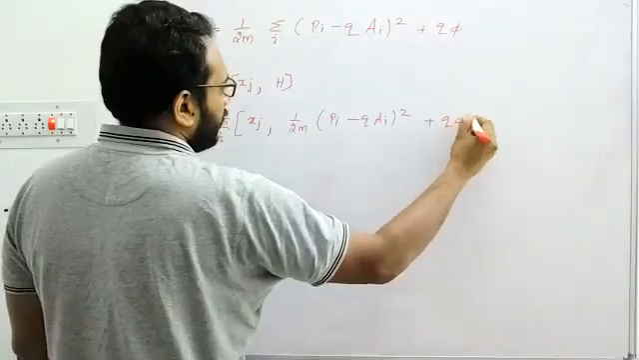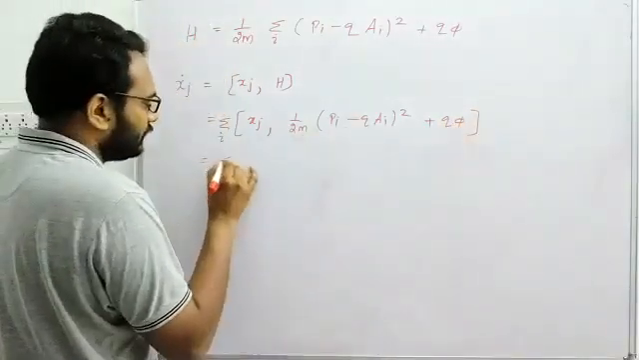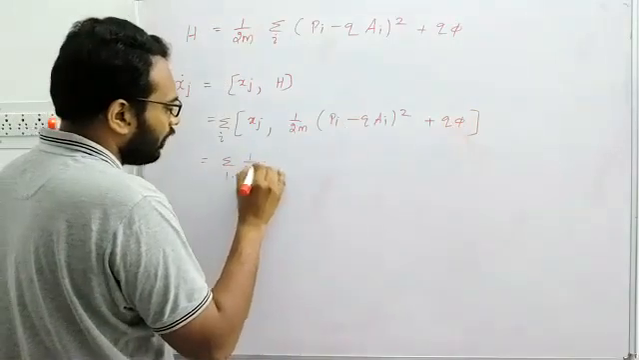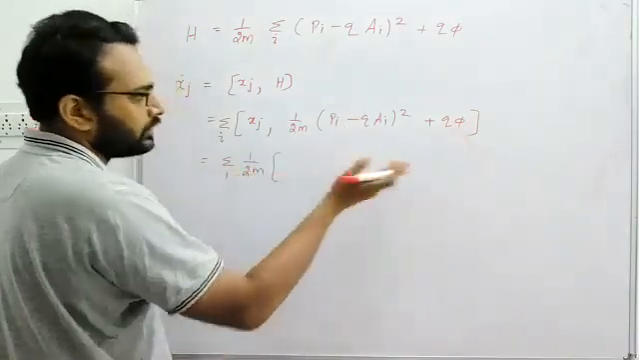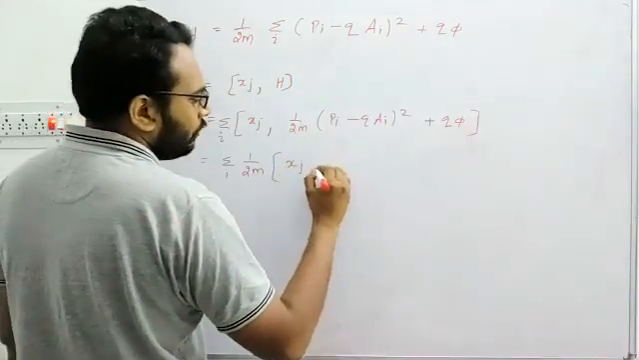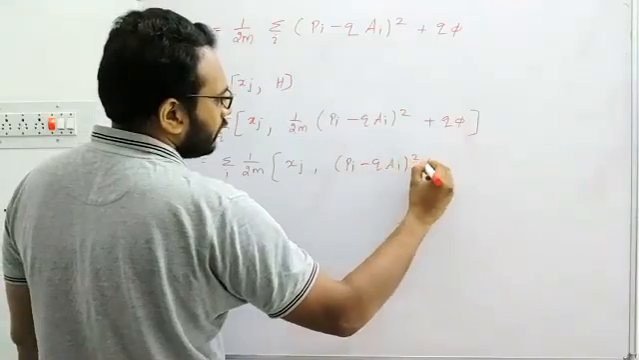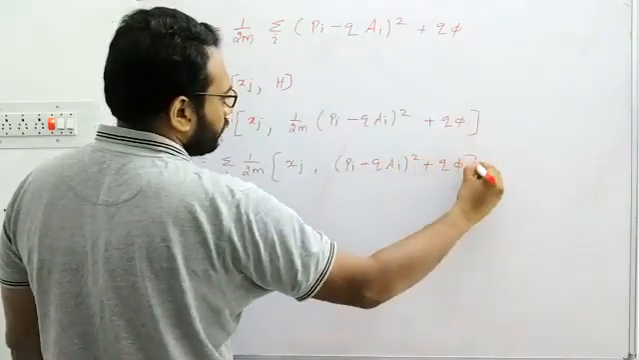Plus q phi. I'll also pull all the constants outside. This is equal to summation over i, 1 by 2m. We can pull the constants outside of the commutator. This is the commutator of xj with pi minus qAi, squared, plus q phi.